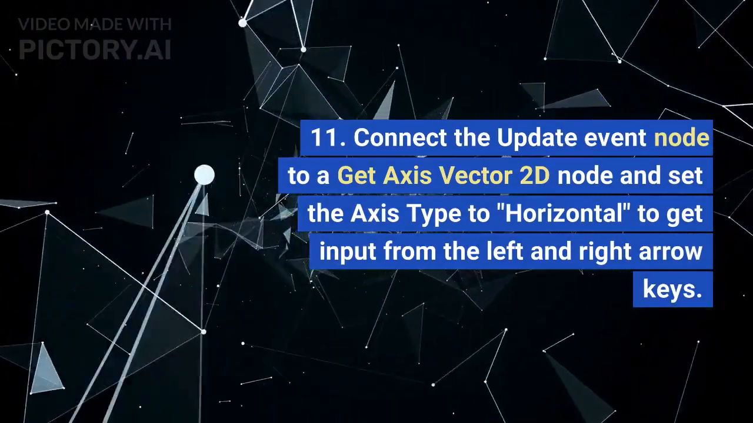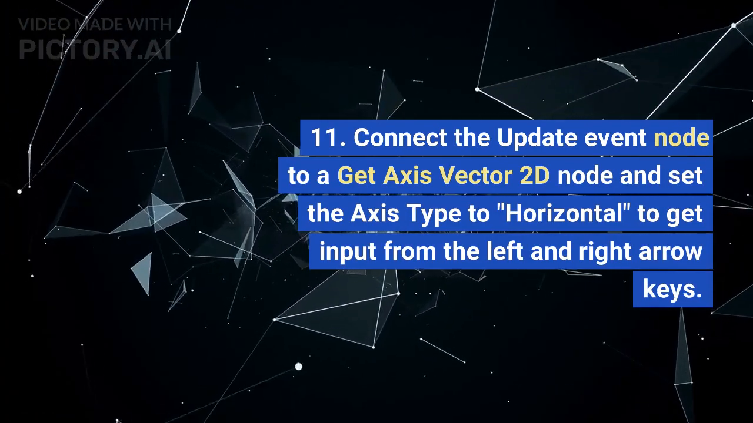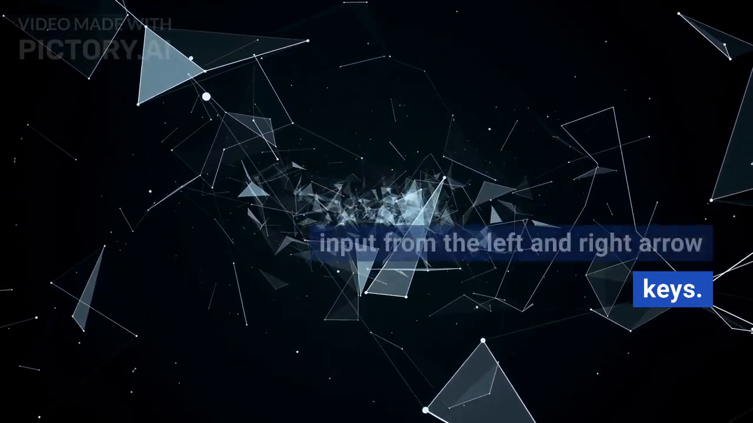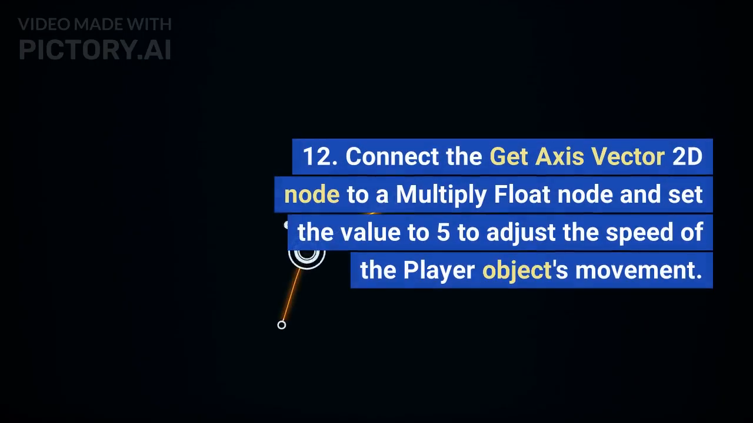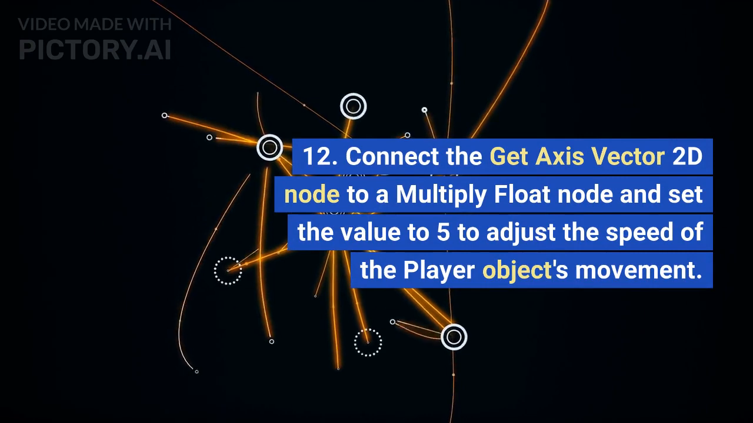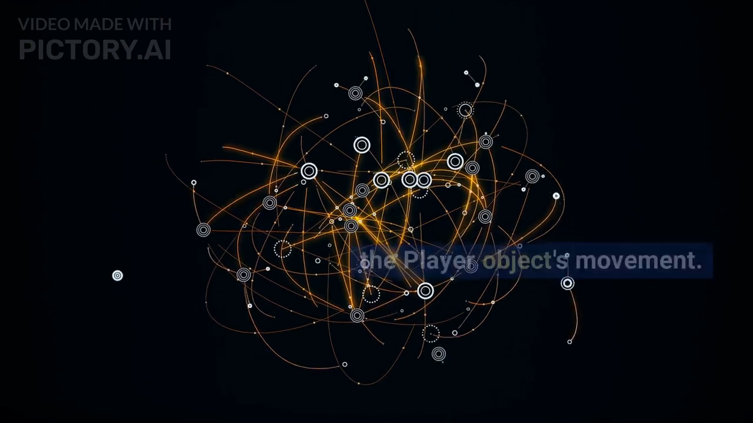11. Connect the Update event node to a Get Axis Vector 2D node and set the axis type to horizontal to get input from the left and right arrow keys. 12. Connect the Get Axis Vector 2D node to a Multiply Float node and set the value to 5 to adjust the speed of the player object's movement.